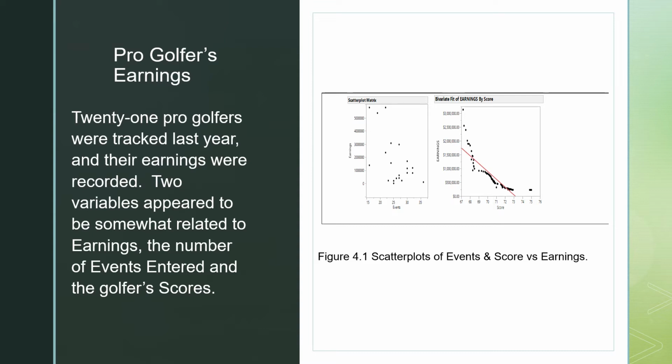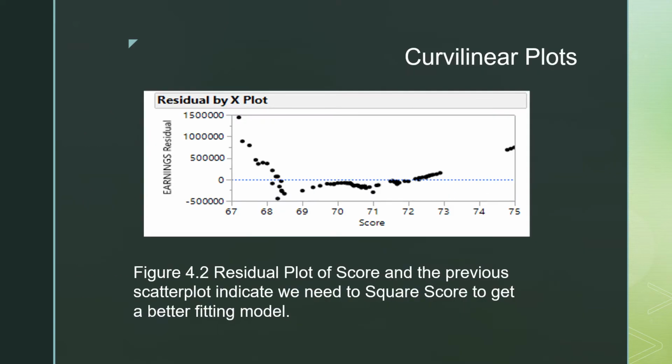There's just a little bit of slope evident with events, but there definitely seems to be a relationship between score and earnings. However, when we draw a straight line in there, the points don't fit that as well as a curve would. So let's see how we handle that. In the residual plot, we see another curve. And again, that tells us we misspecified the model if we tried to make it a linear model.